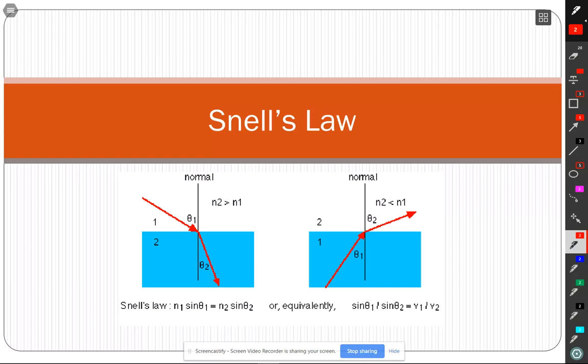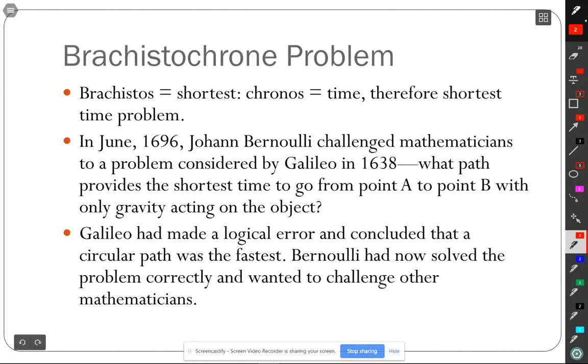There's a couple ways to derive it, and we're going to look at one of the ways, which is, I think, the most interesting way. So first, some history. Brachistochrone, which I mispronounce half the time, is a word that means shortest time. Brachisto, shortest. Chronos, time. And in 1696, Johann Bernoulli challenged the world to a math problem.